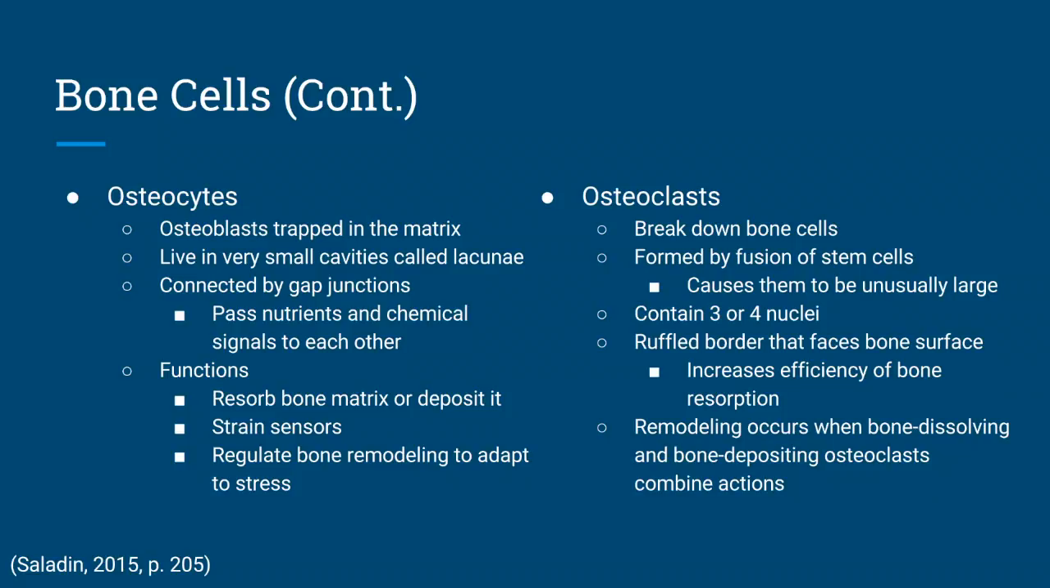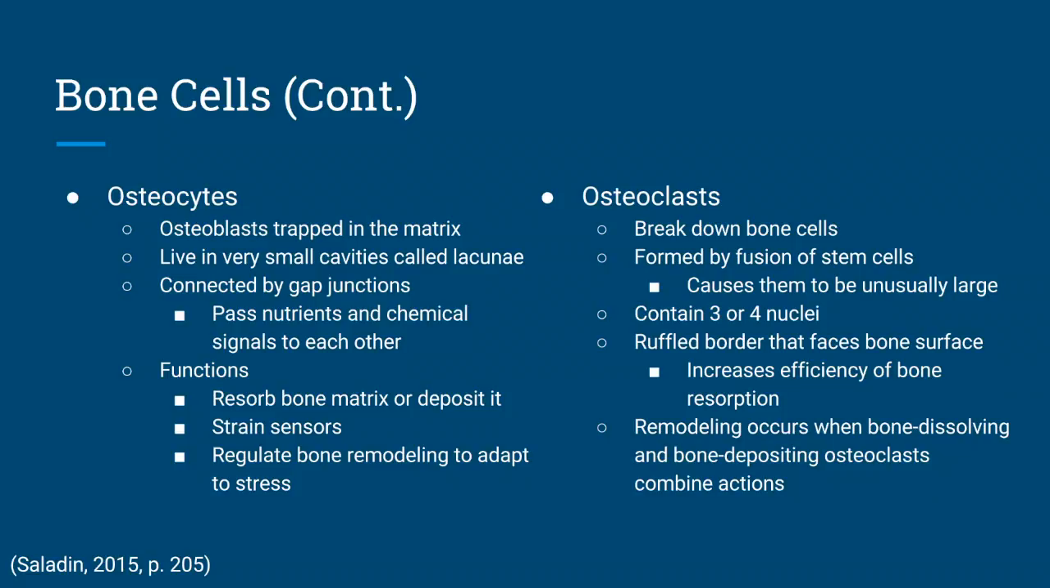Next, we have osteocytes. These are just osteoblasts that are trapped in the matrix. They live in very small cavities called lacunae. They're connected by gap junctions, which pass nutrients and chemical signals to each other. The function of osteocytes is to reabsorb bone matrix or deposit it. They help with regulating bone remodeling to adapt to stress as well.